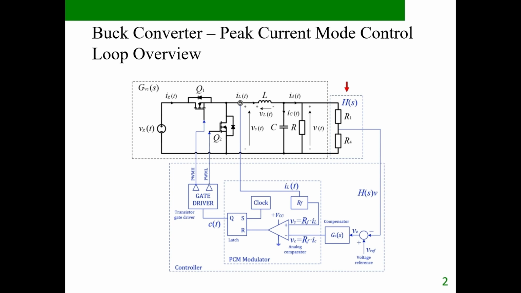At this stage, we have intentionally not discussed how the peak current mode modulator itself operates internally. In the next slide, we will zoom in on the modulator block and examine how current programmed PWM is generated on a cycle-by-cycle basis.